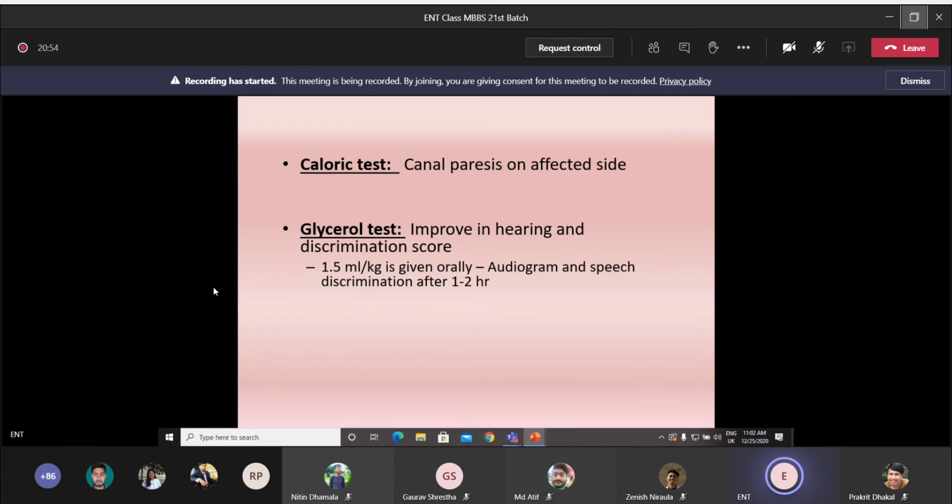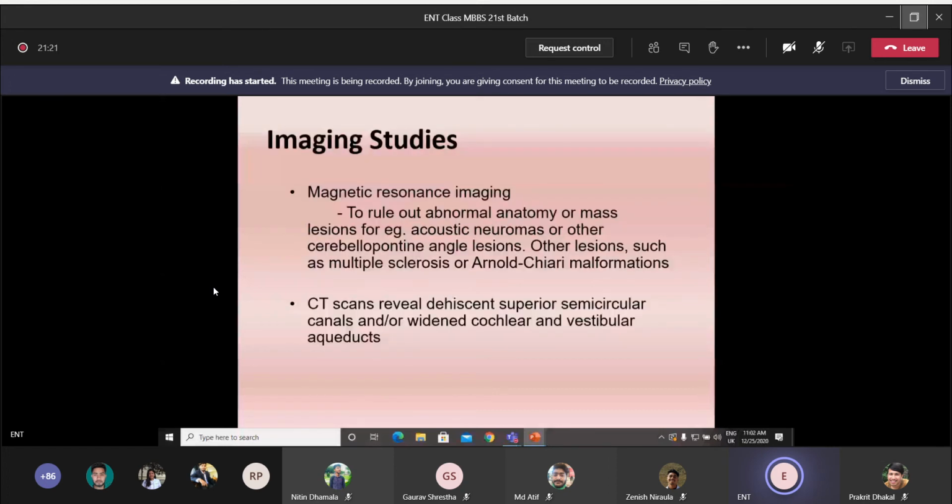You give the patient to drink nitroglycerin 1.5 ml per kg orally, and the patient is asked to wait for at least 2 hours, and then again the audiogram is repeated, and what you do see is an improvement of the hearing and discrimination score. Now you can even do imaging like MRI and CT scan.